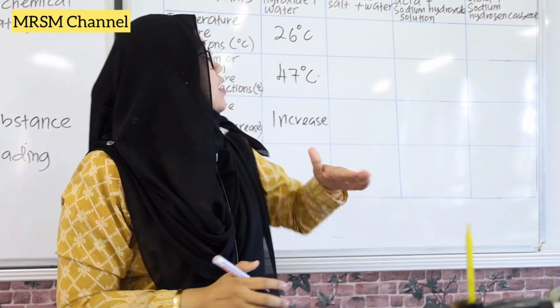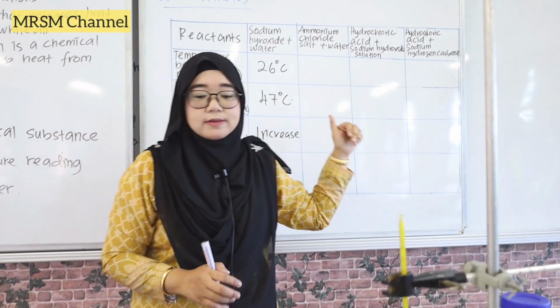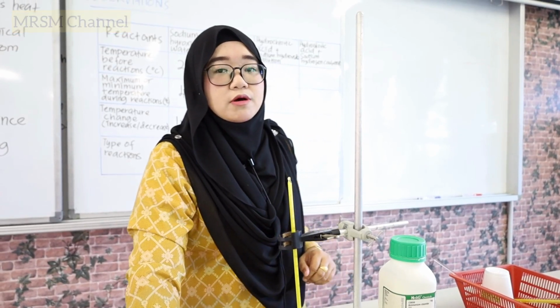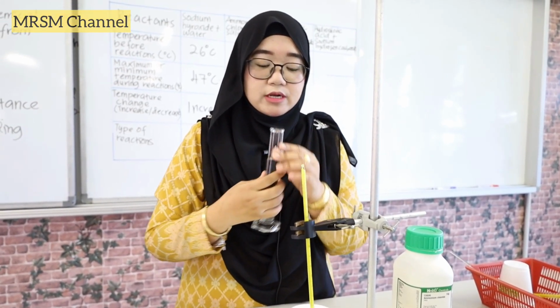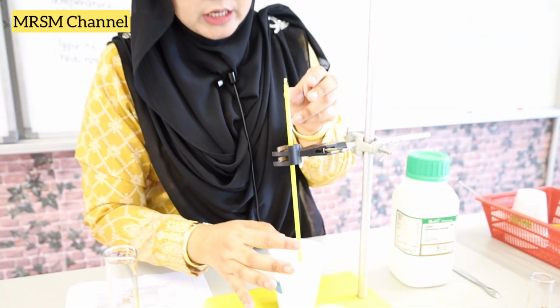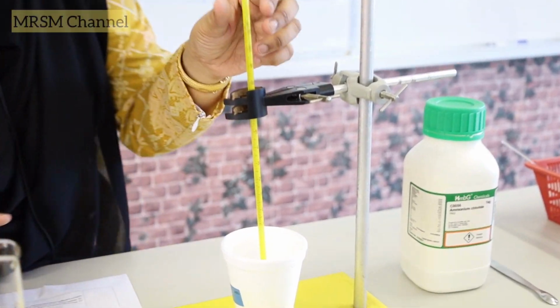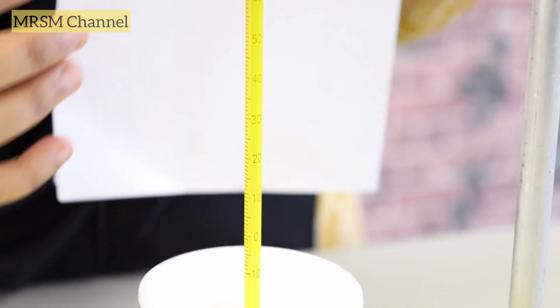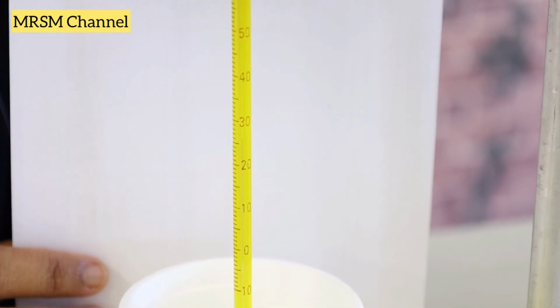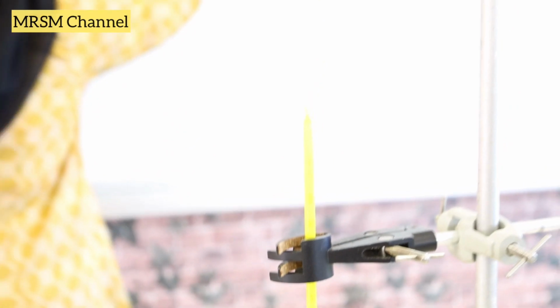Next we are going to run the second test, for ammonium chloride salt and water. The second reaction is ammonium chloride salt plus water. We take 50 ml of water and put it in the polystyrene cup. We need to let it sit around 2 minutes and take the initial temperature of the water first. The initial reading for the water is 26 degrees Celsius. So we jot down the initial temperature.